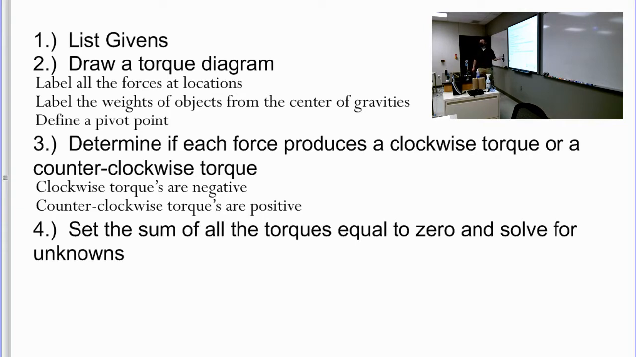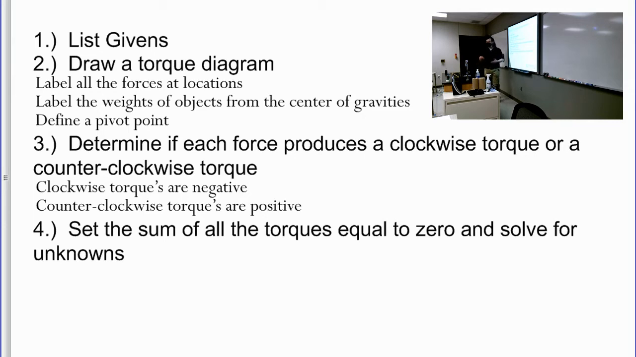Because in the last one, we saw a picture of what was going on in the seesaw, and it gives you a good idea of what's actually happening. So it's important to have yourself a diagram to go off of, so you have a little bit of a visual of where the forces are acting. So label the forces at their locations, label the weights of the objects from their centers of gravity, define a pivot point, and then once you have the diagram, you have to determine if all the forces are producing a clockwise torque or a counterclockwise torque.